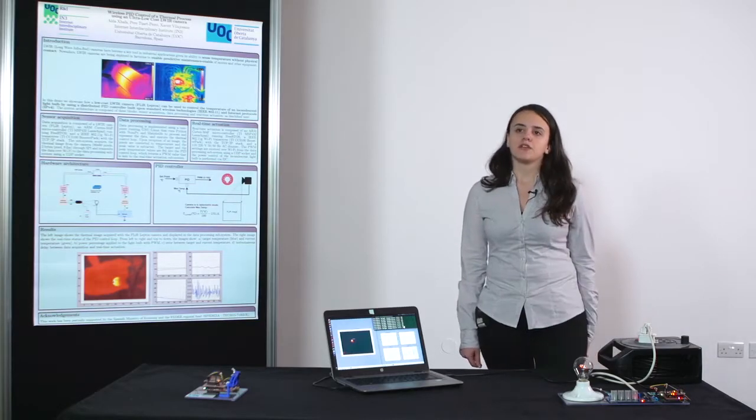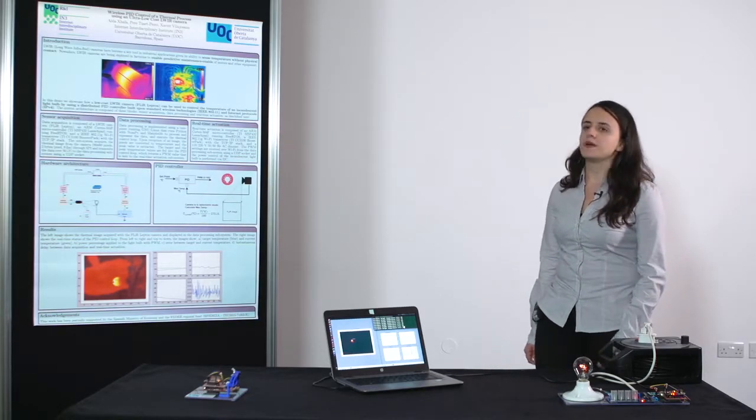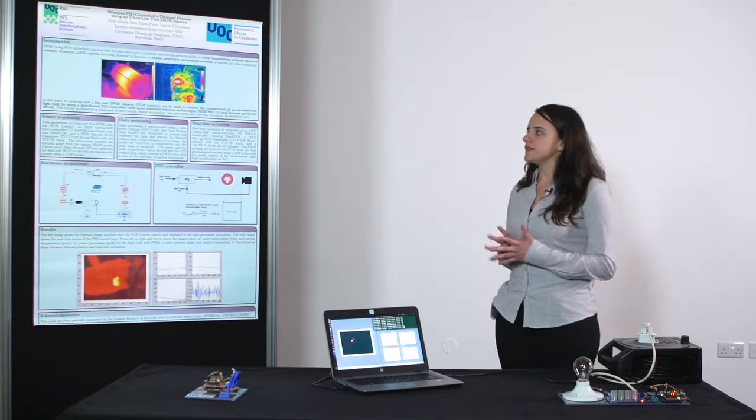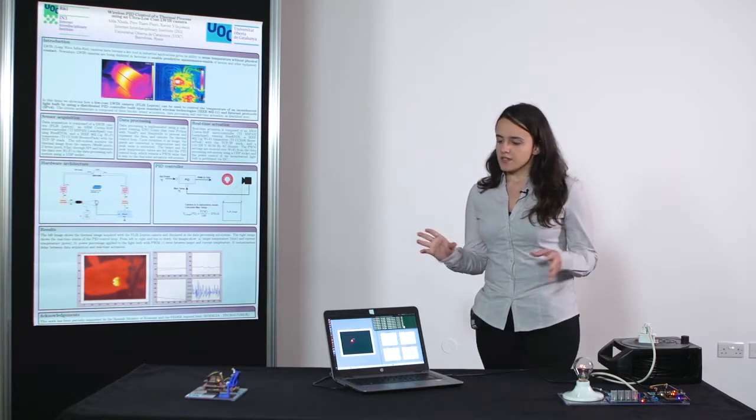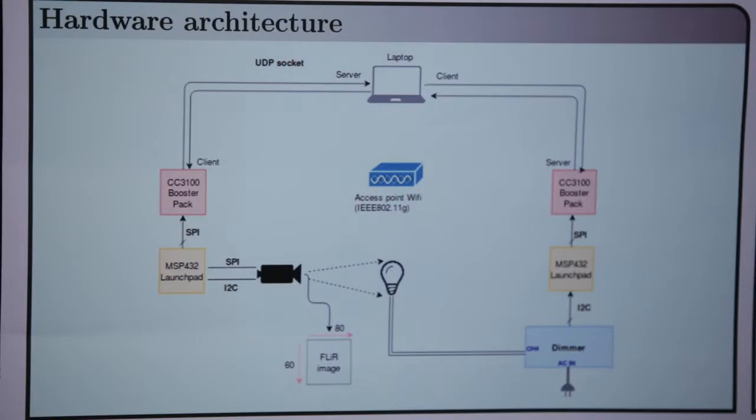What we are going to show is how a low-cost long-wave infrared camera, the FLIR Lepton in this case, can be used to control the temperature of an incandescent light bulb by using a distributed PID controller. The system is composed of three main subsystems. The first one is the sensor acquisition, then the data processing, which is the cloud, and the real-time actuation.